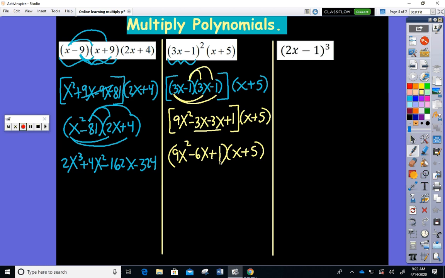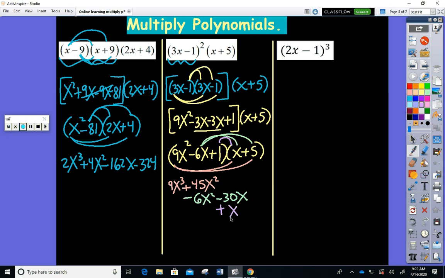I'm going to go back to column method because that's the one that I feel like saves me the most space. So first times first, 9x cubed. First times second, 45x squared. New term, new color. Second times first, negative 6x squared. Second times second, negative 30x. New term, new color. Third times first. Third times second. Add them up, get an answer.